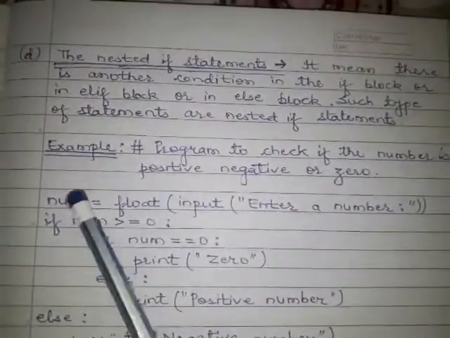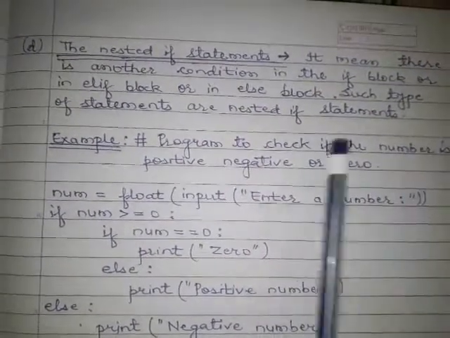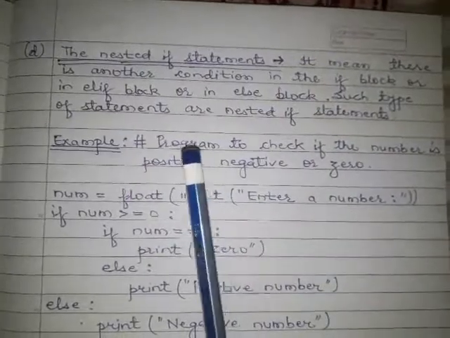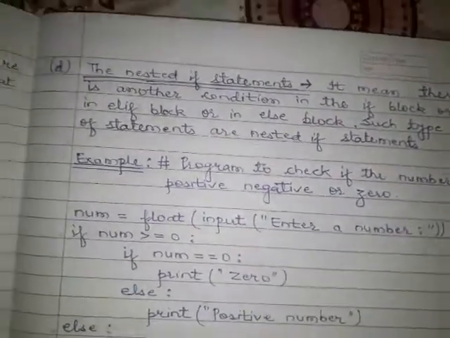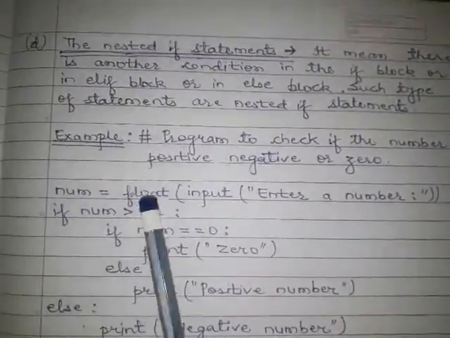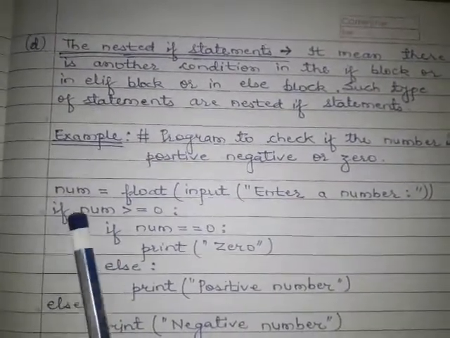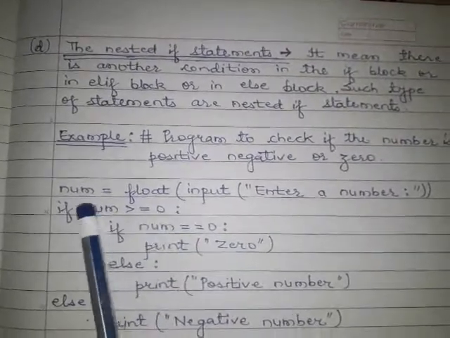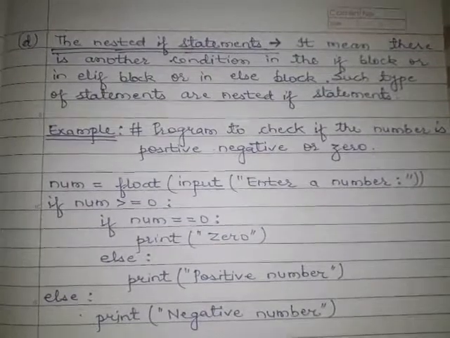Example: program to check if the number is positive, negative or 0. Previously we have checked positive and negative. Now we also check whether it is 0 or not. Let us see. Again read the number, float type, input a number. If number is greater than or equal to 0, we will check whether the number is 0 or positive.